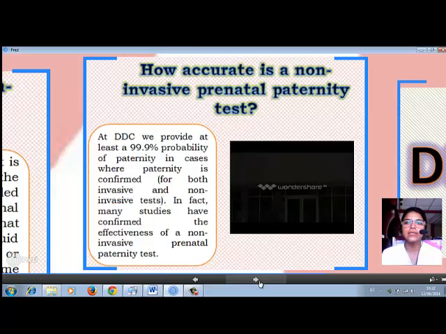How accurate is a non-invasive prenatal paternity test? A DDC will provide at least a 99.9% probability of paternity in cases where paternity is confirmed, for both invasive and non-invasive tests. In fact, many studies have confirmed the effectiveness of a non-invasive paternity test.